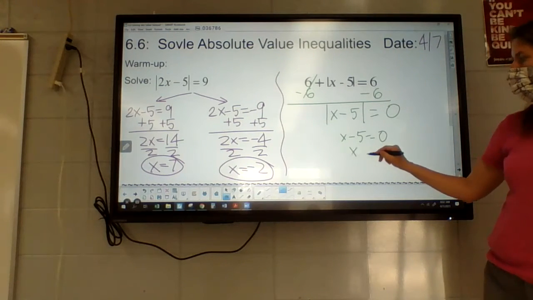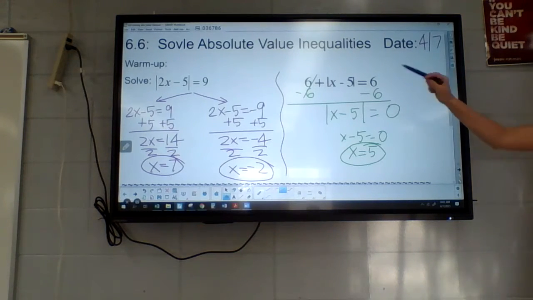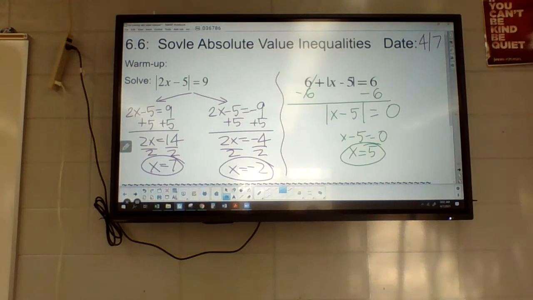So we find out x is going to be 5 when I move that 5 over. So 5 is the only answer that would work in this problem. Does anyone get a different answer other than 5? I'm trying to think of what the other answer would be. I believe it would be like a negative 7 or something if you got a different answer.